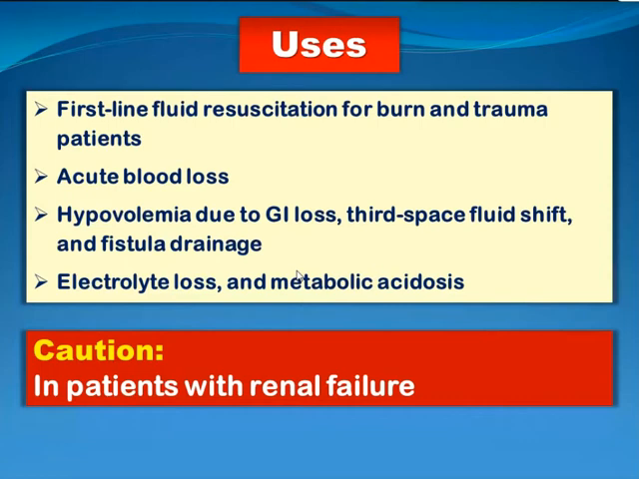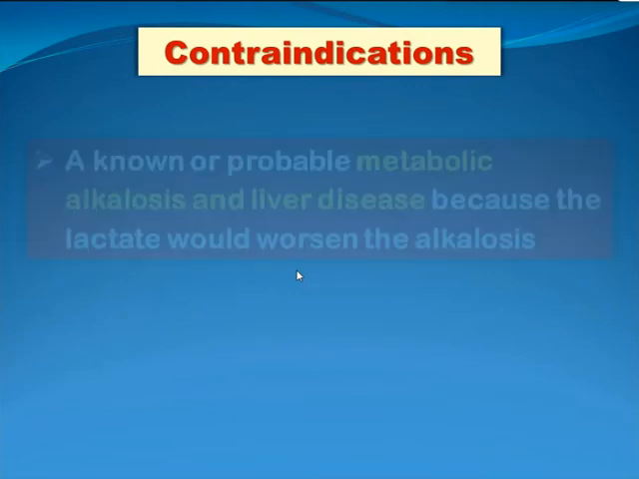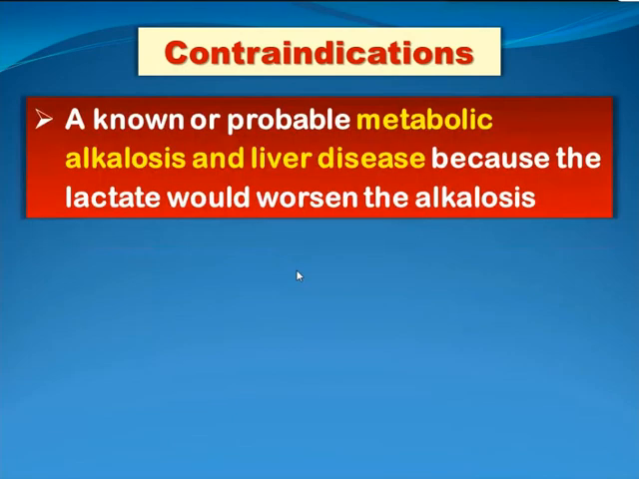Now, contraindications. We have 2 major contraindications to use the Ringer lactate. The first is in cases of known or probable metabolic alkalosis. And the example is, as we mentioned before, isolated vomiting. Isolated vomiting always causes metabolic alkalosis, and we know why. And in cases of liver disease, if there is a liver impairment.